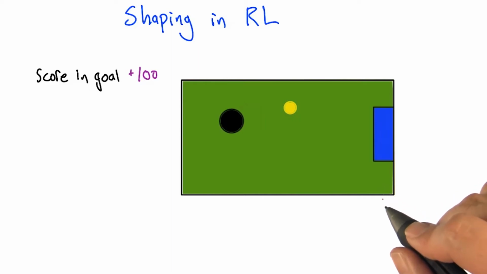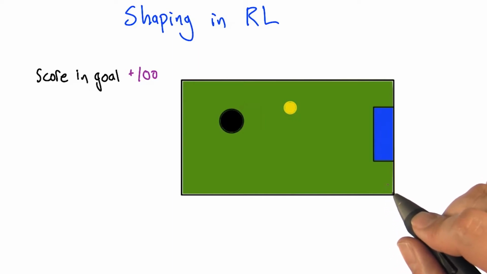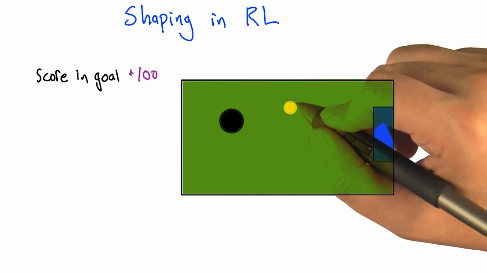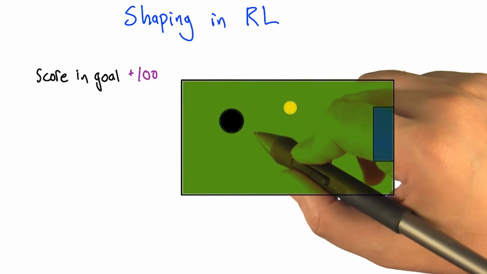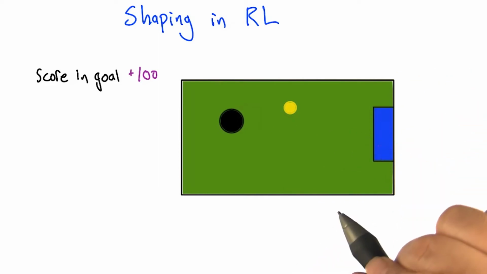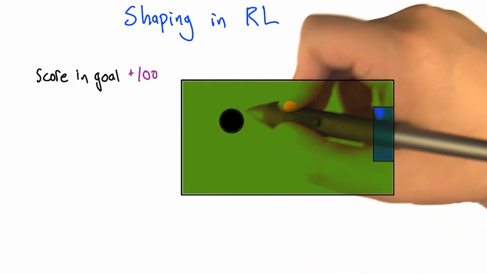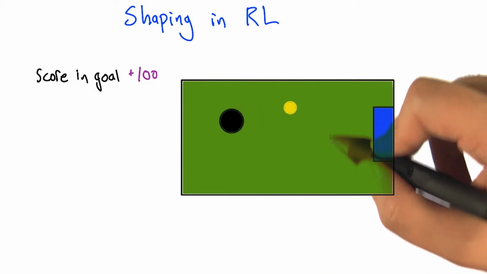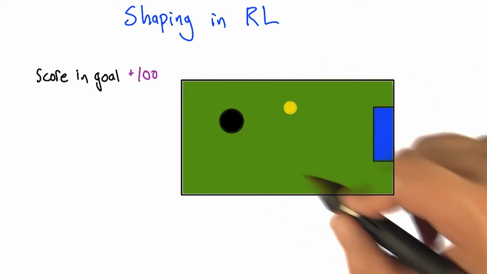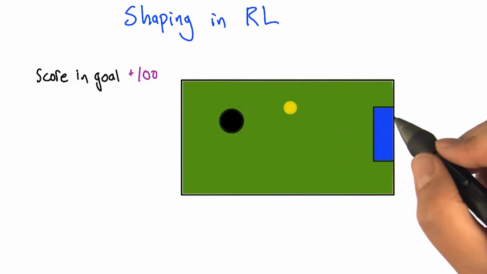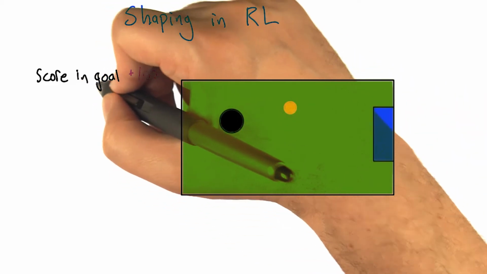Since we don't have any robotic dolphins that we could be doing testing and training on, let's think through an example of doing reinforcement learning to try to teach a robot soccer player to score a goal. So this is supposed to be kind of a robot soccer pitch. This is the goal in blue, this is the ball in yellow, and this is the robot in black.